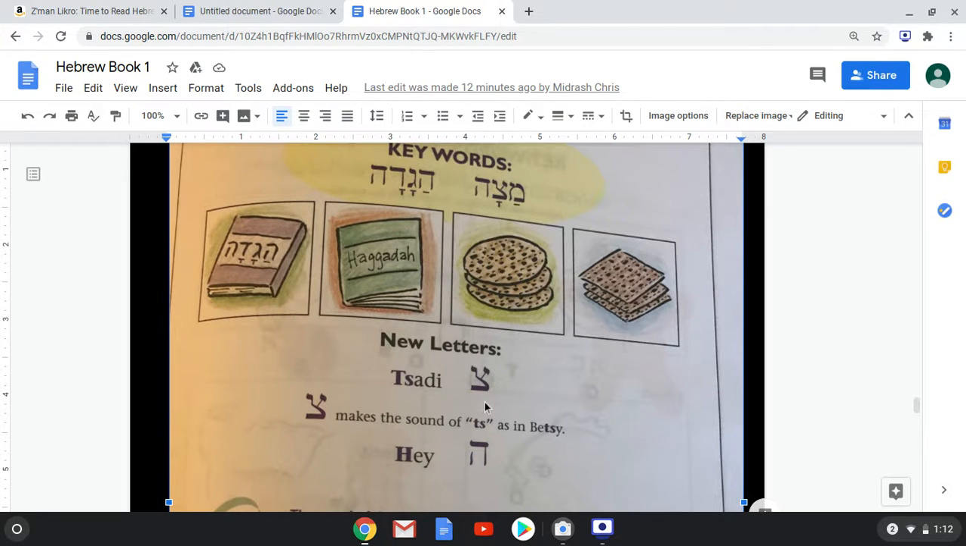Okay, so now that we have Tsadi and hey, let's go up to our new keywords for this lesson and let's see if we can do them. Okay, we have our mem, we have patach, tsadi, kamatz, and hey. And the word is matzah. So you're going to emphasize the second syllable. This is the break. The first syllable is ma. The second syllable is tsa, because there's no nikud here. If there was a nikud here, then it would be three syllables, but it's a two-syllable word. So matzah. And here you see the matzah from Passover.